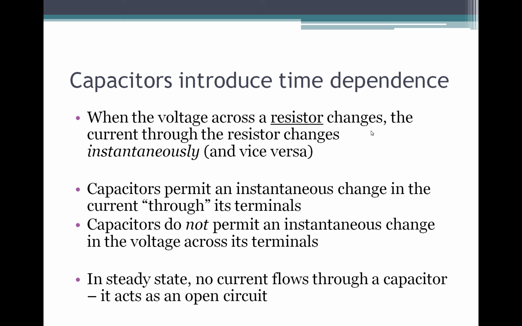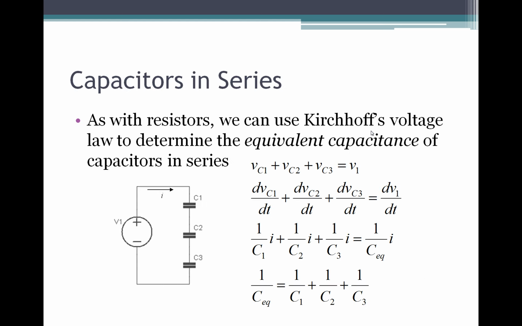Okay, so because of this, capacitors introduce time dependence into circuits that contain them. All right, so when the voltage across a resistor changes, the current through the resistor changes instantaneously. But this is not the case with capacitors, because capacitors permit an instantaneous change in current through it, or an instantaneous change in the displacement current, but they do not permit an instantaneous change in voltage. All right, so in steady state, no current flows through the capacitor and it acts like an open circuit.